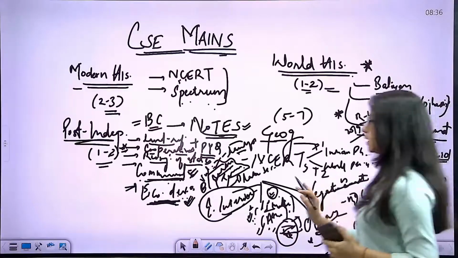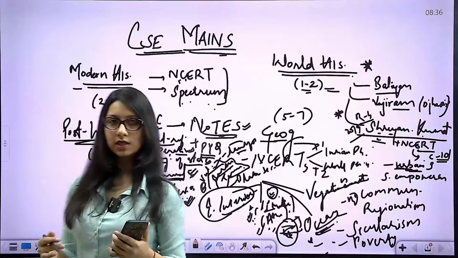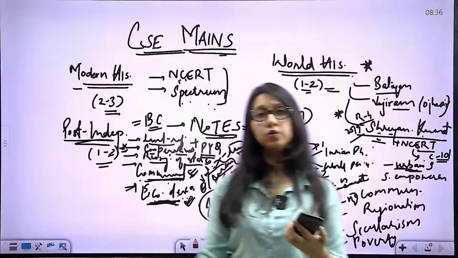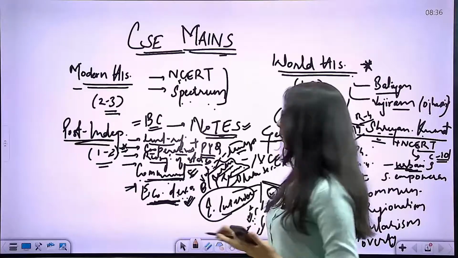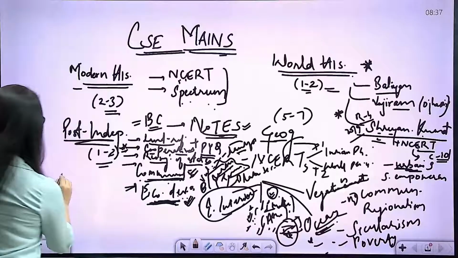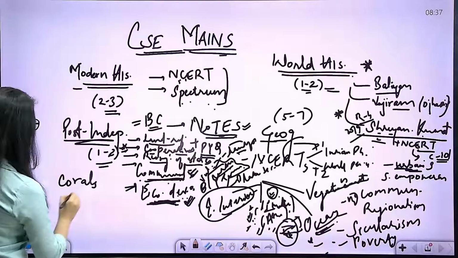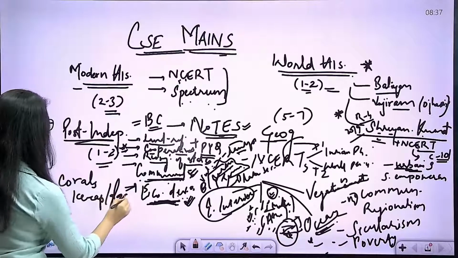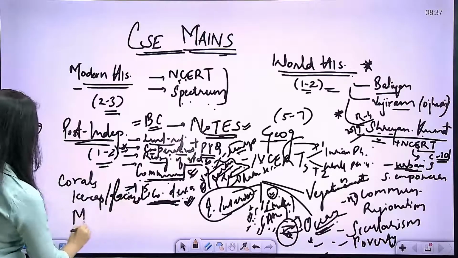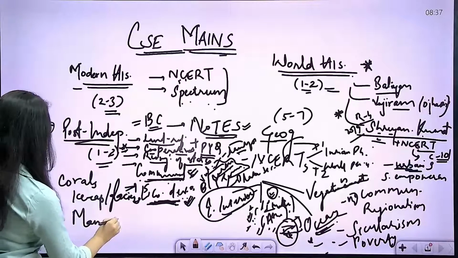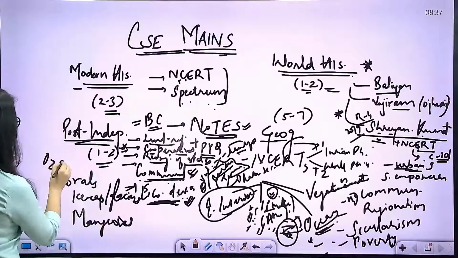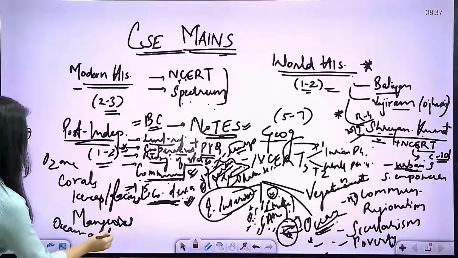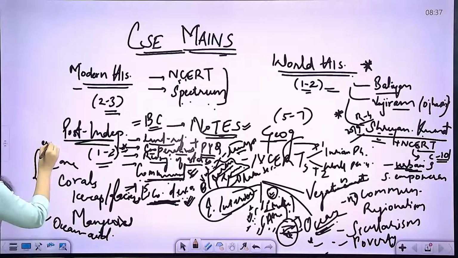This is about geography. Then a little about environment. In geography, if you see, 3 to 4 questions are coming from core geography. Just suppose if they ask about the Indian monsoon, that will go in climate. But when they ask about, let us say, corals, ice caps or glaciers, what else? Mangroves, ozone, ocean acidification. This is our environment and ecology part.